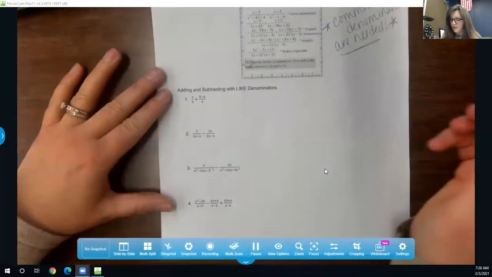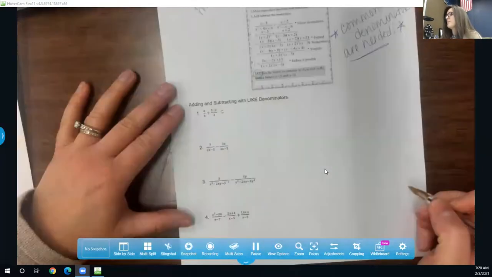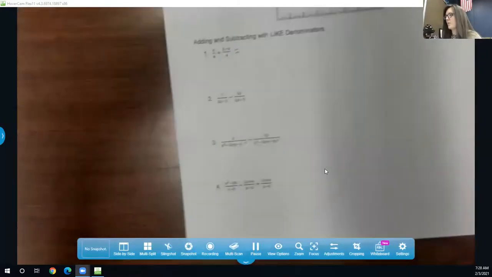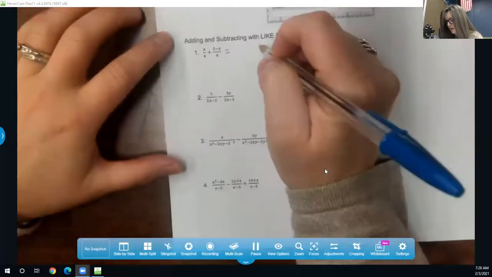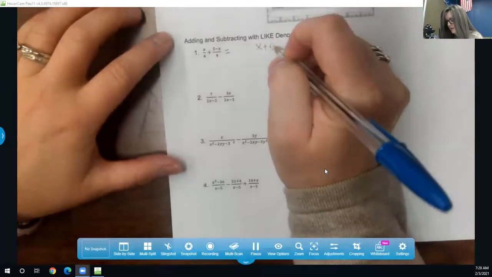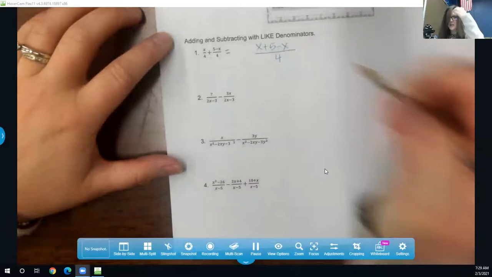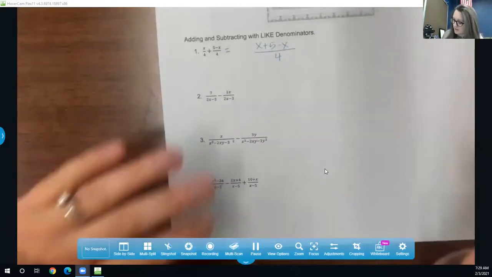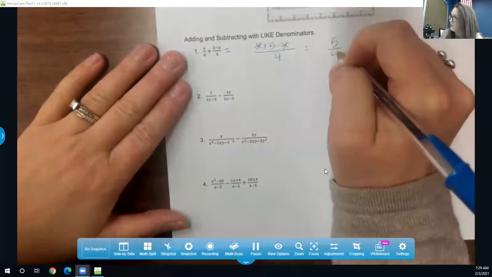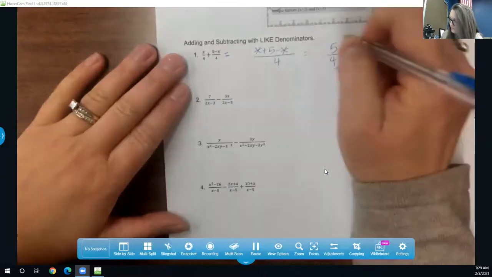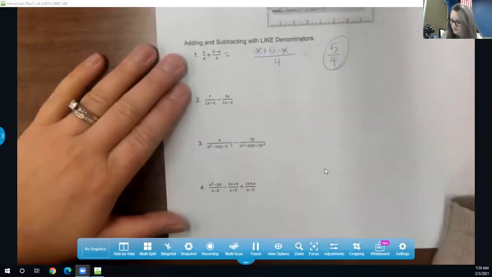So remember, when you're adding fractions, your denominators are going to stay the same, right? And we're just going to be adding our numerators. So what this looks like is x plus 5 minus x divided by 4. And then we'll combine our like terms here. Oh, that's nice, isn't it? And it's 5 divided by 4. That's our simplified form there.